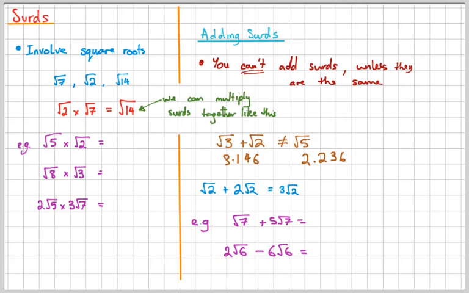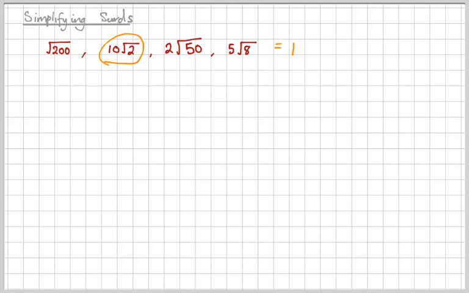We're going to look at the next topic within surds, simplifying surds. I'm going to write a list of surds. These 4 surds, if you do them on your calculator, root 200, 10 root 2, 2 root 50 and 5 root 8, they're all the same. They're all 14.14 with some more decimal places. Now, 10 root 2 we would say is the simplest surd. And I'll explain why during this video.